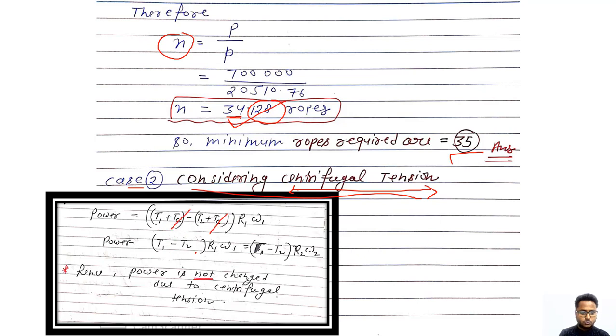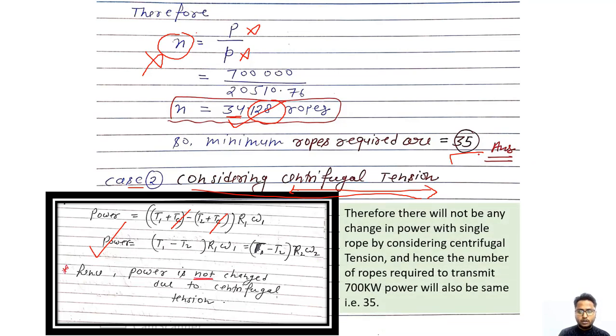So T1 minus T2 multiplied by R1 omega 1 gives the power. So the power will not change. If small p does not change, then since total power is constant, the number of ropes will also not change. So the number of ropes required, if the centrifugal tension is considered, is also 35 for case number 2. I have written this answer.